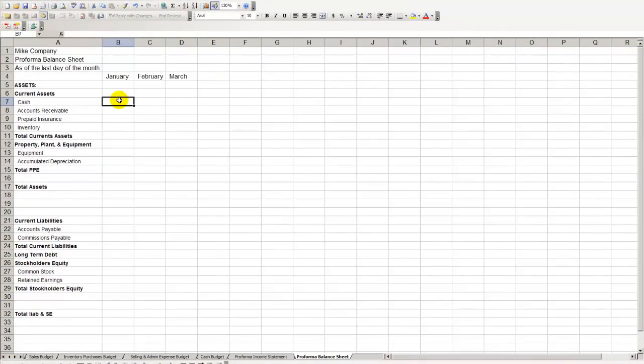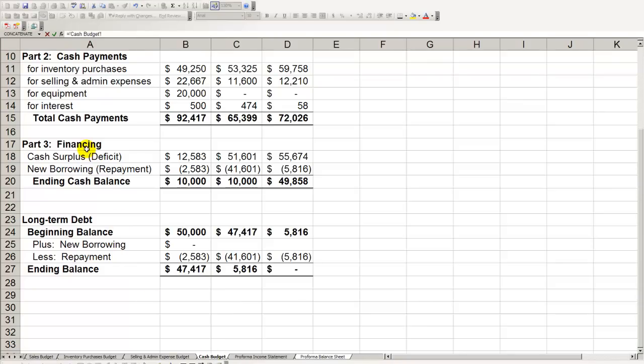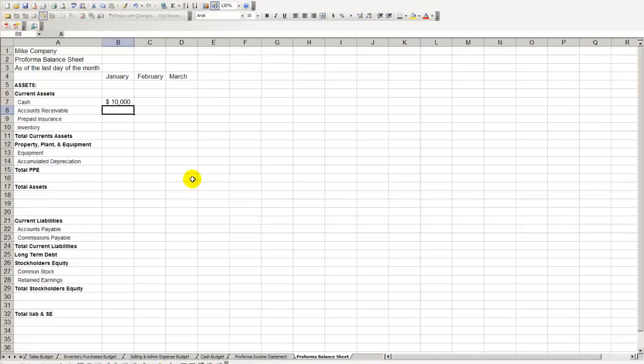All we're going to do is, for almost all of these accounts, we're simply going to link to values that have already been created, similar to the way we dealt with the income statement. So first, the balance of cash. We've already determined the balance of cash on the cash budget. The ending balance of cash in January is $10,000.